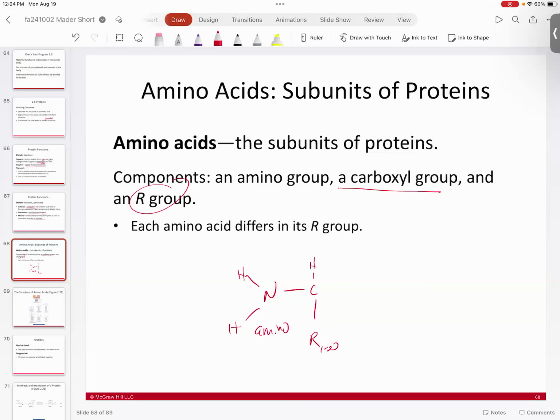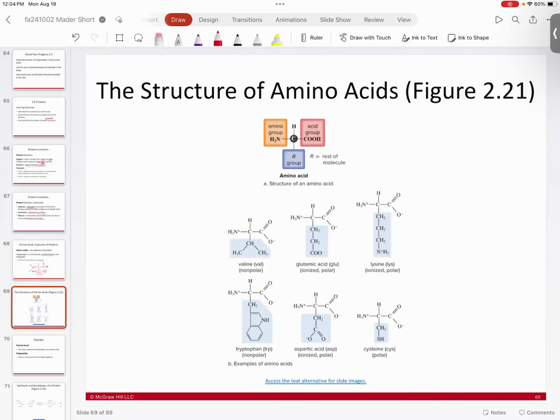And there'll be 20 different versions of this R group. And then on the other side will be the carboxylic acid, the acid group. This is why it's called an amino acid. Now, what causes each amino acid to be different from each other is this R group. The R group is what sets it apart. And these are the different types of R groups.